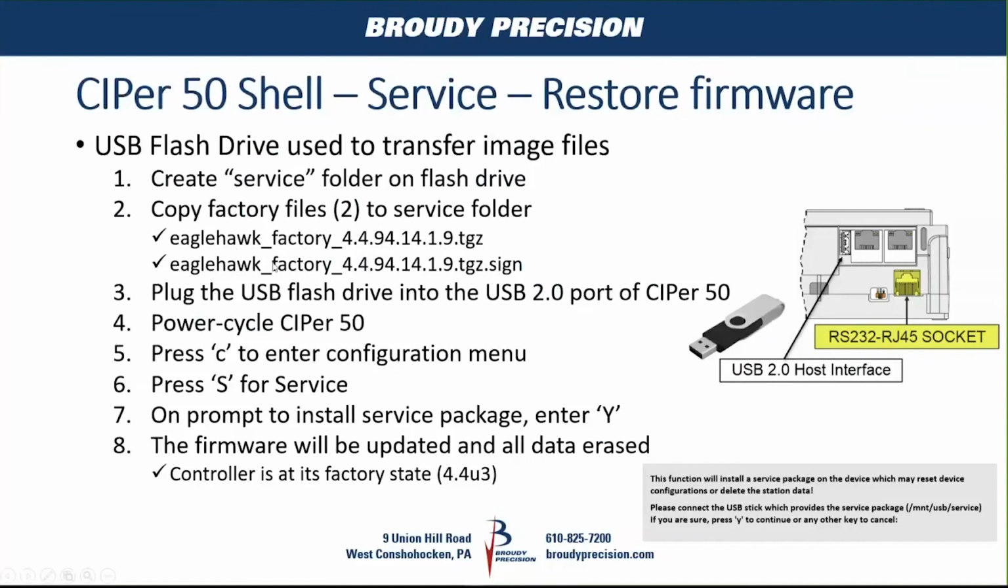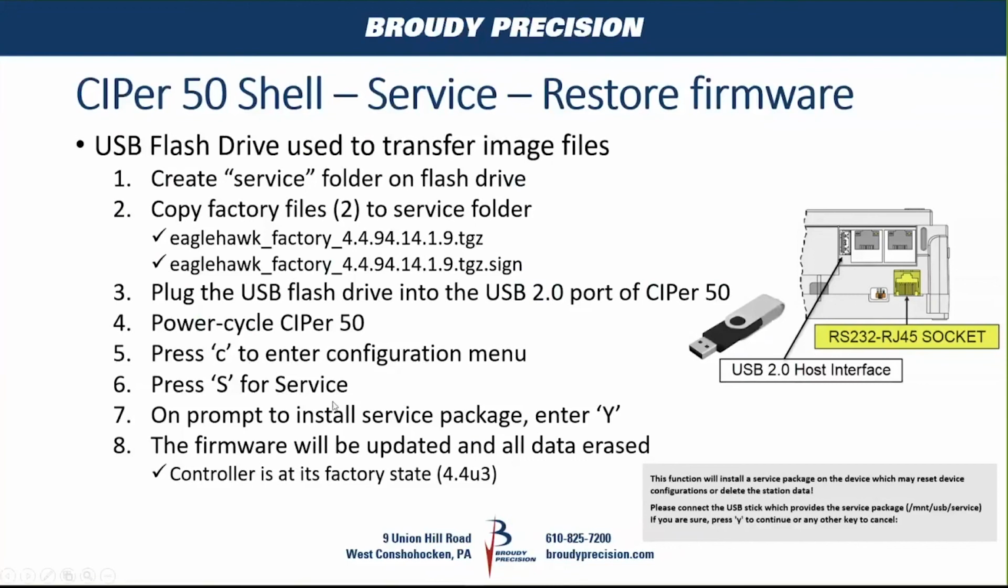Once you have them on your thumb drive, you're going to eject it and plug it into the side of your CIPer 50. You're going to want to obviously be connected with your serial shell cable, and then you're going to power cycle the 50 because shell will have been timed out already. And then once you do, like we were showing in the menus, you're going to hit C to go to the configuration menu and hit S for service.